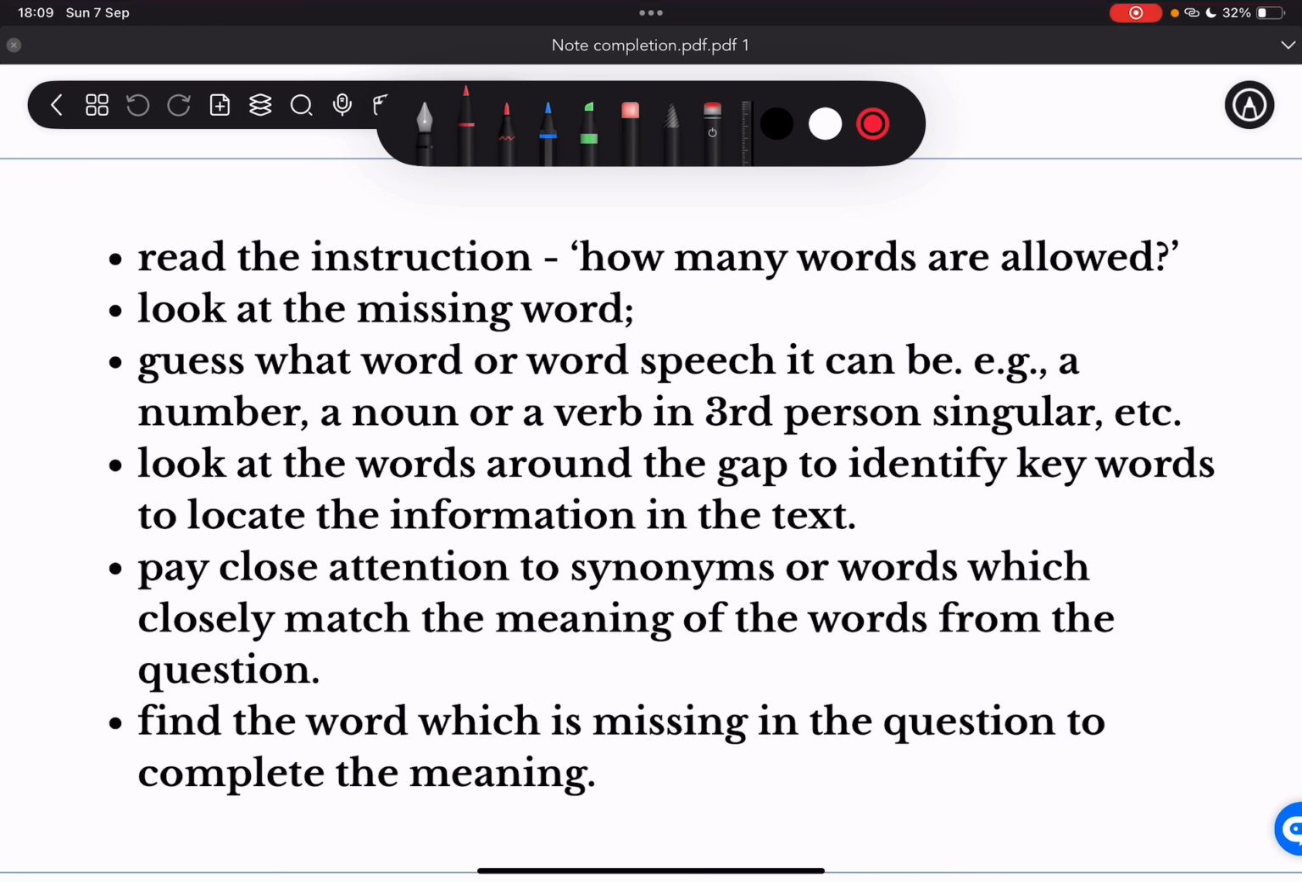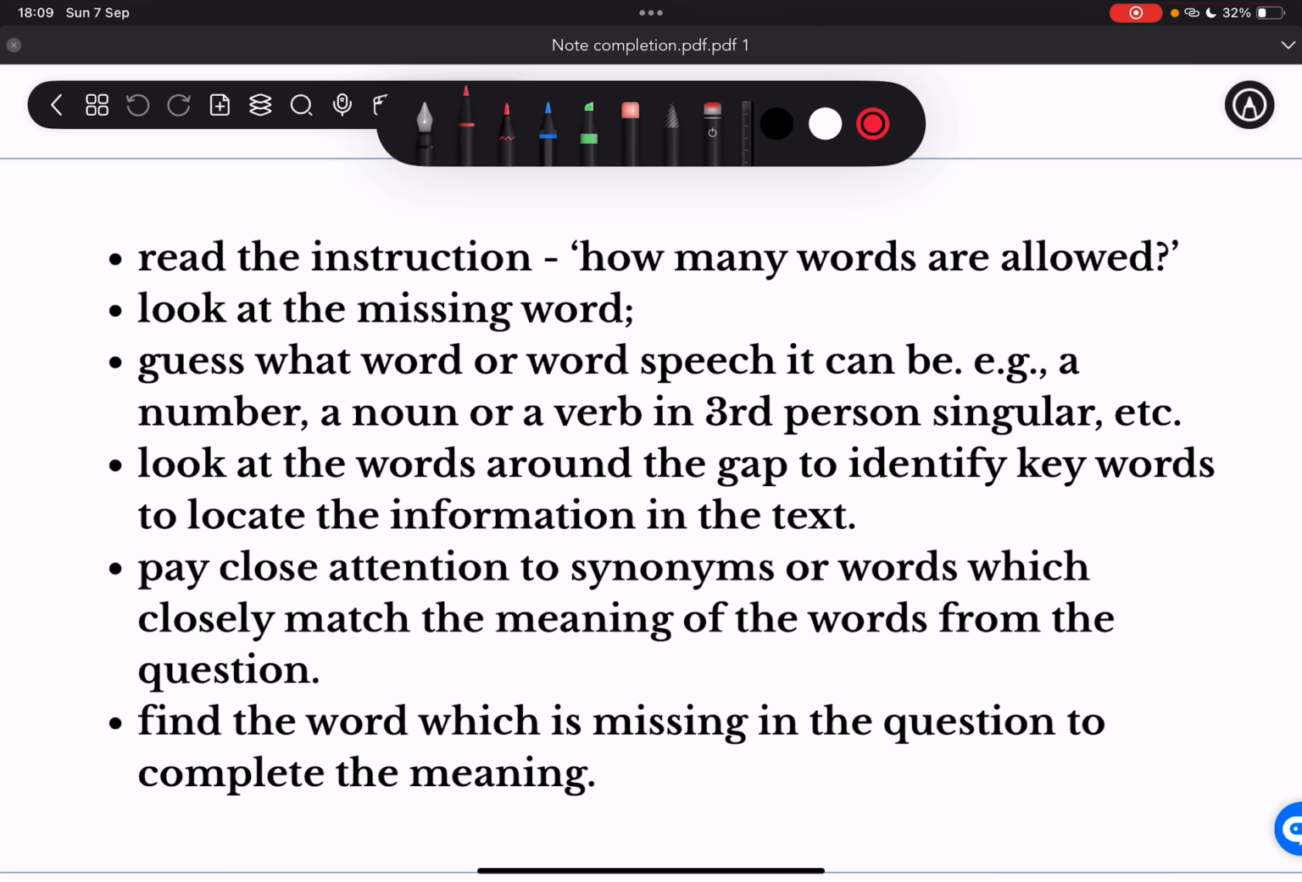So first of all, read the instruction very carefully. How many words are allowed? If it is not more than 2 words, writing 3 words, even if the correct answer is there, will not give you a point.